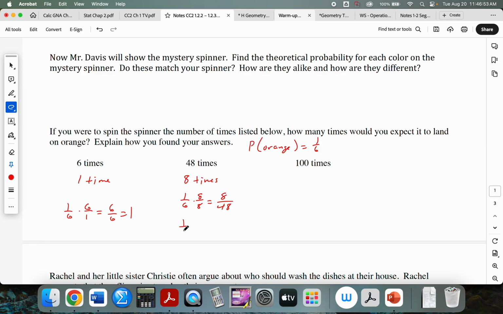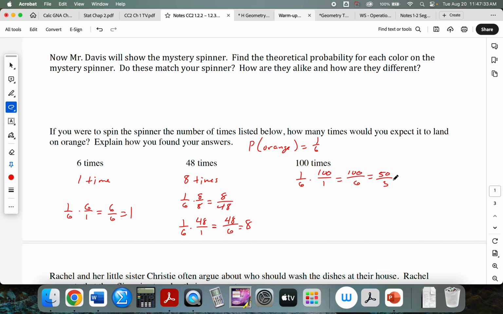Here, we had 1/6 times. We're going to spin the spinner 48 times, so that's 48 over 1. That's 48 out of 6, or over 6, which is equal to 8. So let's do the same thing on this one. 1 time out of 6 times 100 times is 100 over 6, which is 50 over 3.